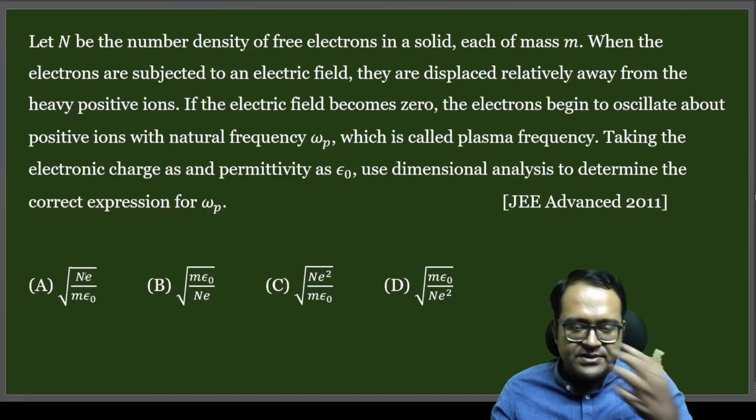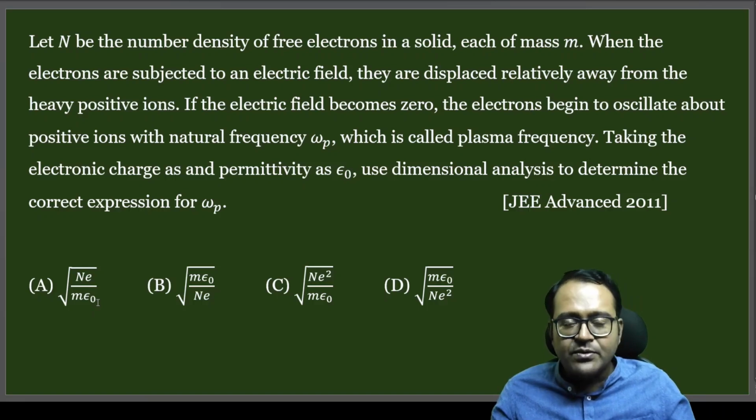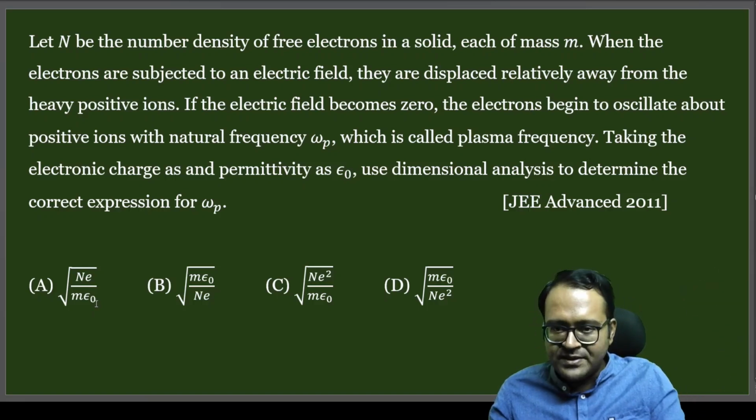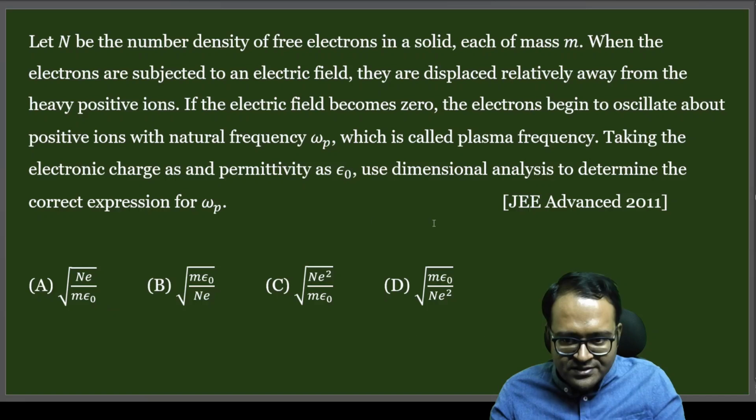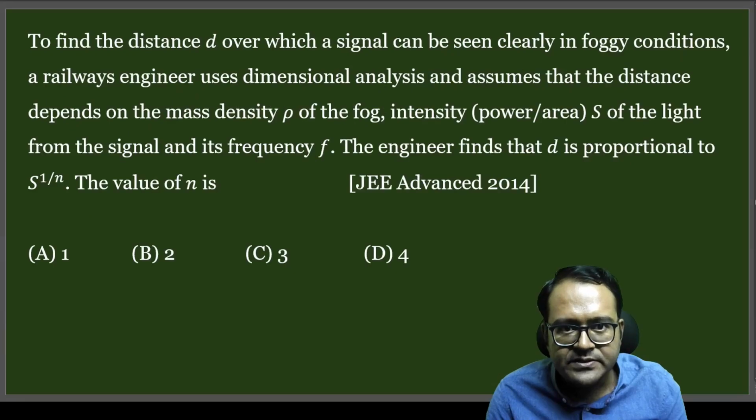n is number density, number by volume. Number itself doesn't have any dimension. Mass is mass, charge is charge, and the dimension of epsilon naught you already calculated in this video itself. So use it and find the answer. Tell me in the comments. This is a very easy problem, I should say.